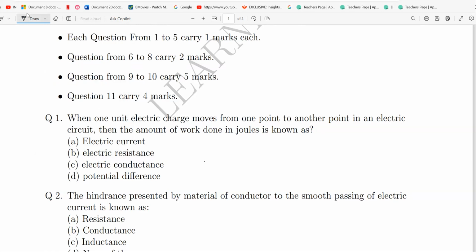When 1 unit of electric charge is moved from one point to another point, the amount of work done in moving it, in joules, is known as potential. If it is not being given from infinity, but from one point to another, then it is potential difference. And if it is being given from infinity to a point, then it will be electric potential only.